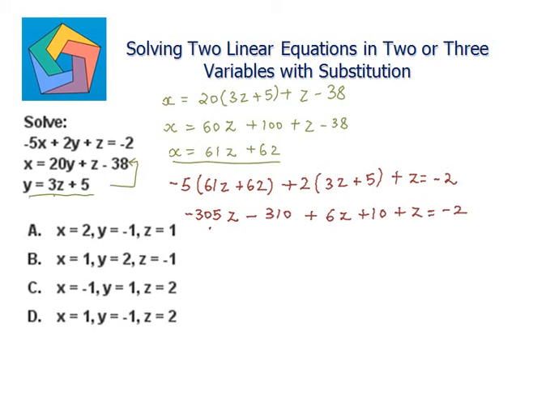Minus 305z plus 6z plus z. 6 plus 1 is 7, minus 305 plus 7 is minus 298. So minus 298z, minus 310 plus 10 is minus 300, is equal to minus 2. Now adding 300 both sides, I get minus 298z is equal to 298, and dividing by negative 298 both sides, we get z as negative 1.